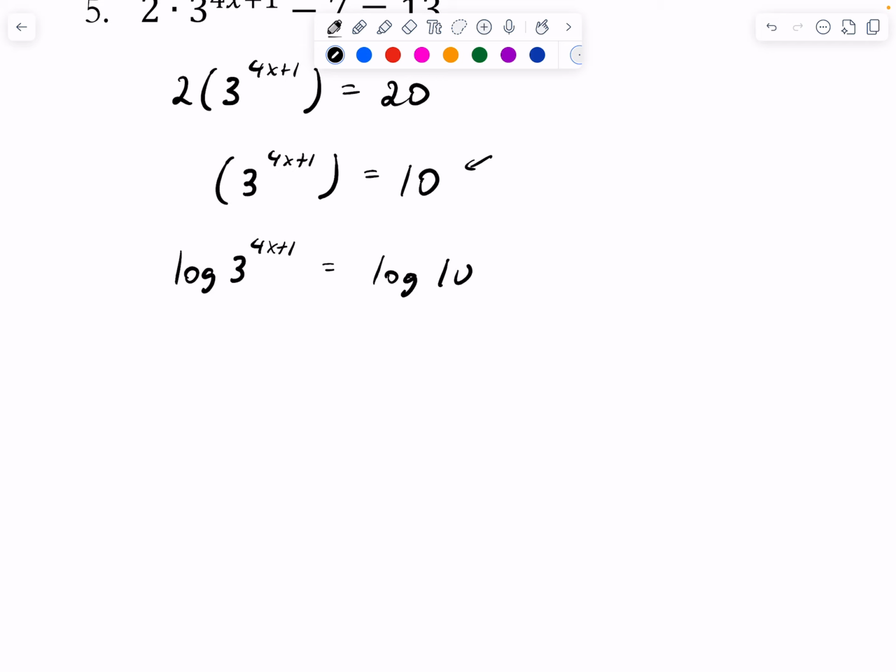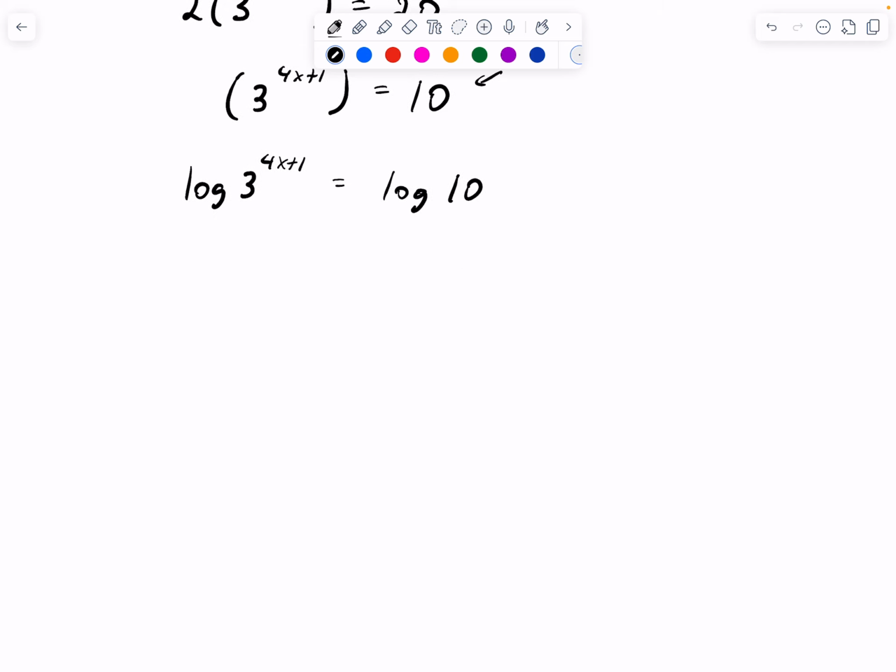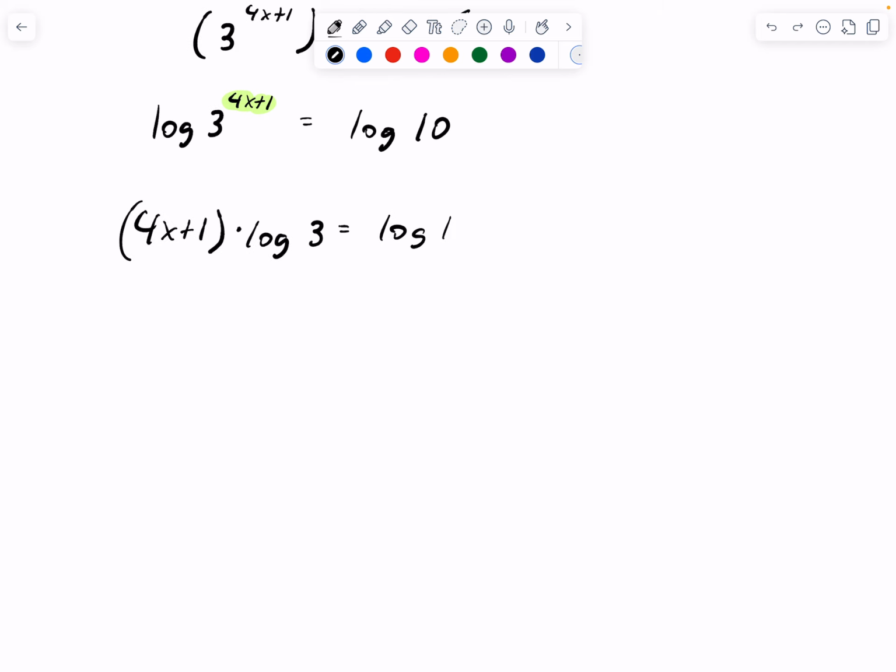Just make sure you do whatever log you choose, natural log or common log, to both sides. So now move this power, right? This power can move to the front. So it's 4x plus 1, and that's going to multiply times the log of 3. Now, one thing you should notice here, actually I'm going to back up a second, is that this log of 10 is something that you should know. That's why I chose the common log for this. Most of the time I don't know the answer, but the log of 10 equals what? You have a base of 10. So 10 to what power gives you 10? And that's the first power. So the log of 10, I hope you know by now, is just 1.